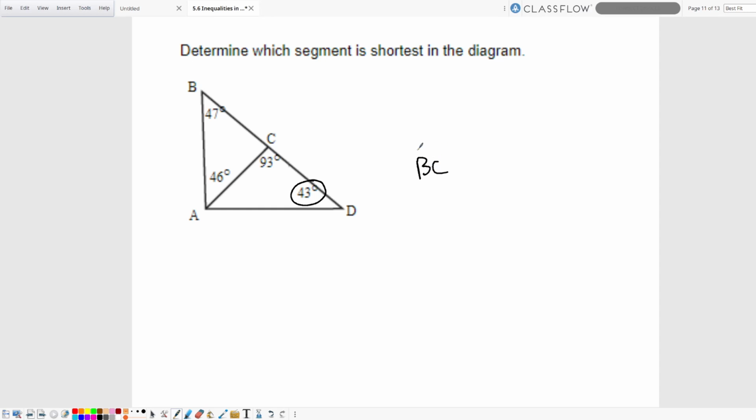Now you might be wondering, what happens in the off chance that they don't tell me this is 43 degrees? So we'll get rid of this. And then we'll say, what if this was actually the 43 degrees here? So this was 43 degrees, and then that was 46 degrees. Well, what would happen then? The answer is we would not be able to tell.